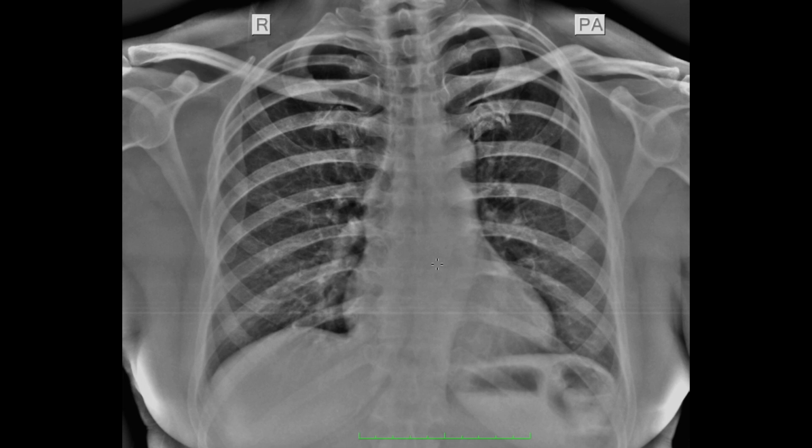Next point is to look for the inspiratory effort. As I already told, the PA film is taken in full inspiration. So if you count the anterior ends of rib, 1, 2, 3, 4, 5 and 6. So we see the anterior ends of upper 6 ribs are above the level of dome of diaphragm. So this is adequate inspiration.